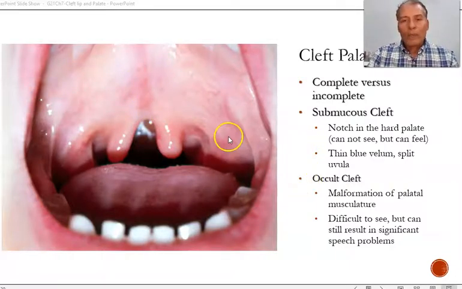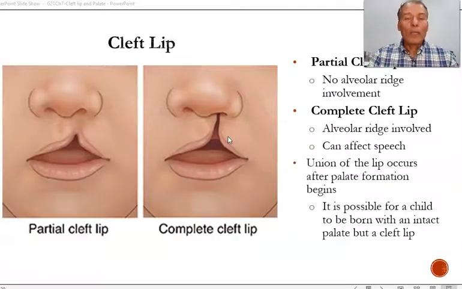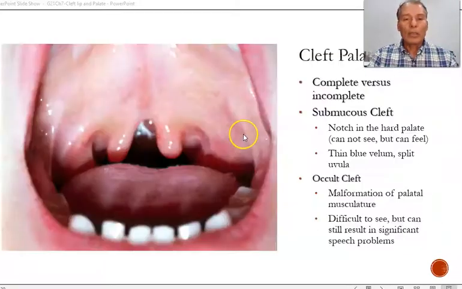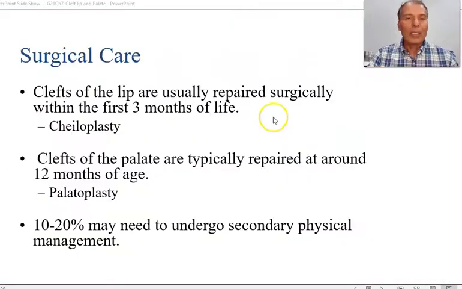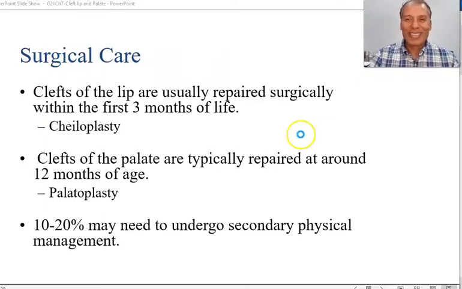So then we have the other form, the occult one. And occult means secret or hidden, hard to see, basically. I don't know why they chose that kind of unfamiliar word, but that is what it means.